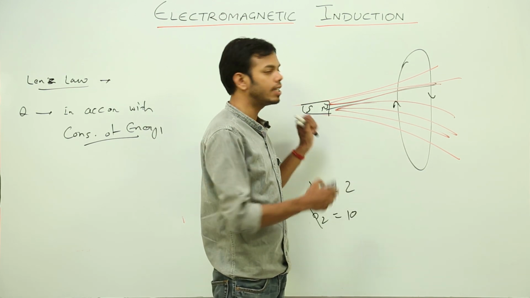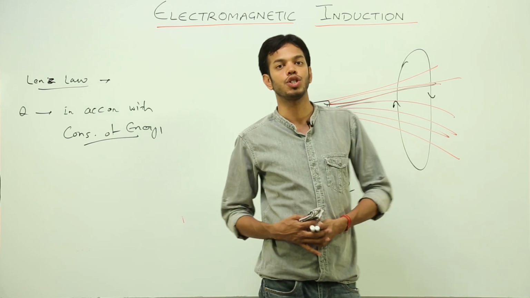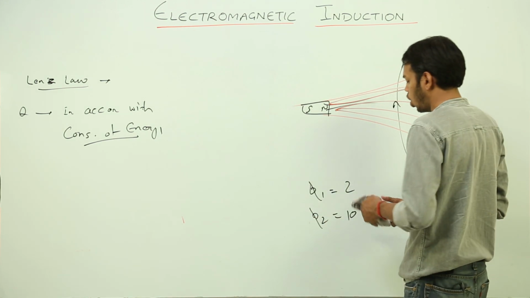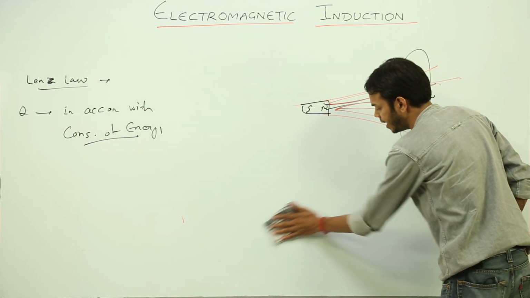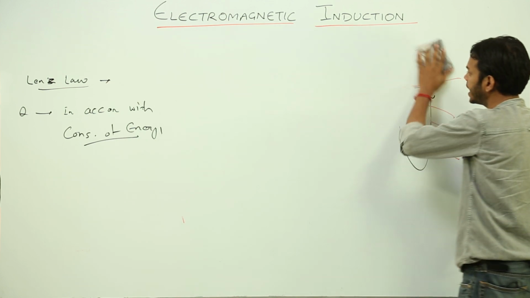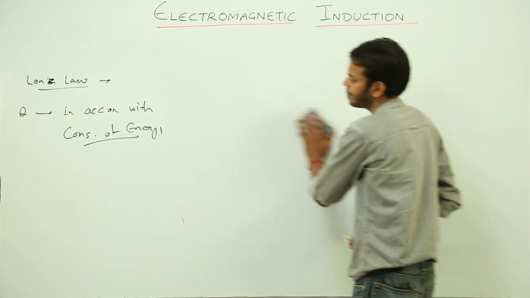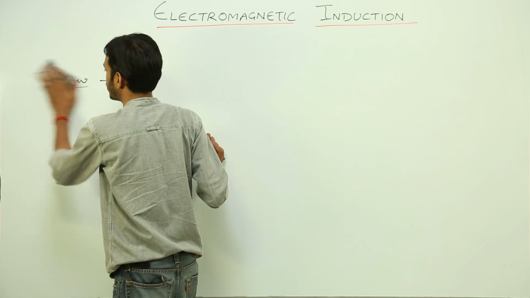So that means it is not violating the law of conservation of energy. It is not producing energy automatically. It is there because one form of energy is getting converted into another form. All right. This was the explanation of this question.